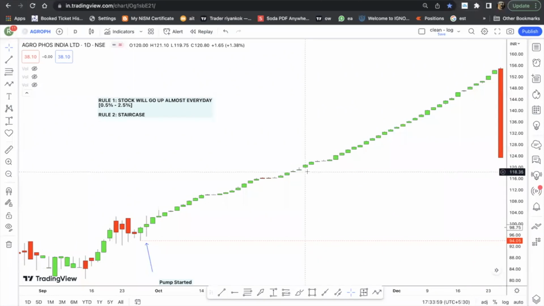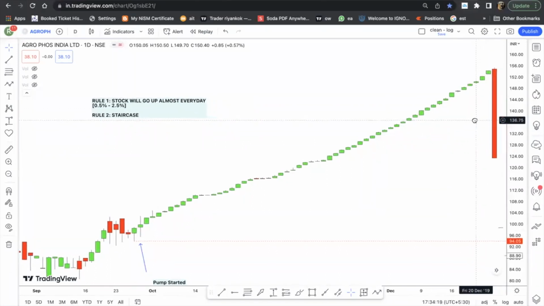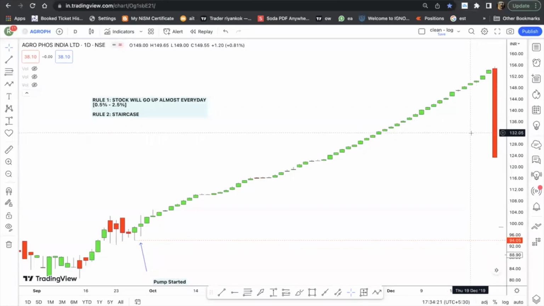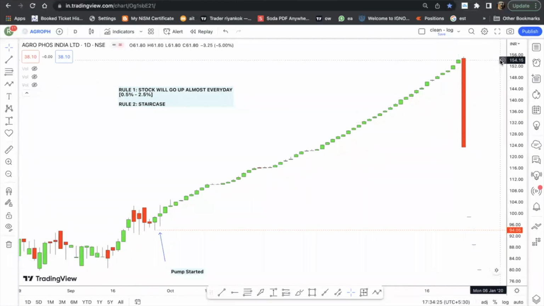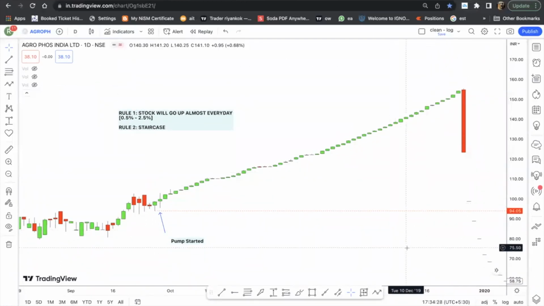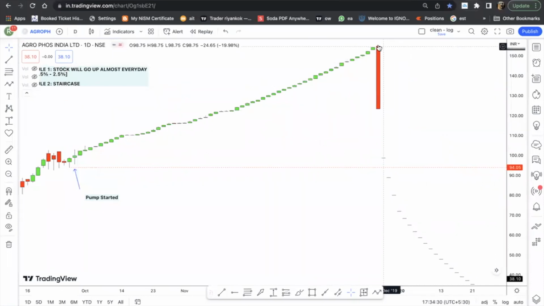ठीक है, 0.5 या 2.5% रोज बढ़ेगा. Every day it will increase by 0.5 to 2.5%, and one day it will be dumped and the stock will hit 20% lower circuit. No one knows when that one day will be except the operator himself. Okay, so 20% lower circuit, and the next day it will be another 20% lower circuit. Then next day it will be 10% lower circuit. Then once again 10% lower circuit. Then 5% lower circuit. Then continuous 5% lower circuits.